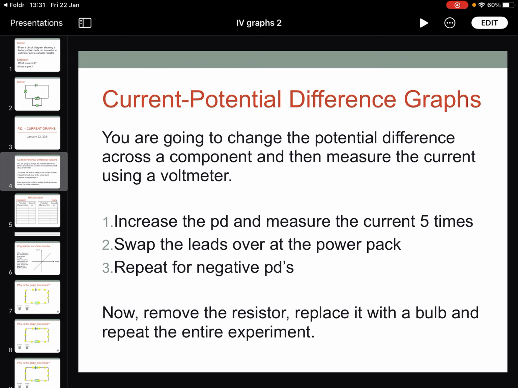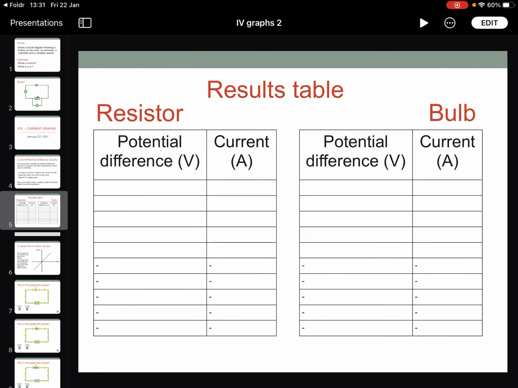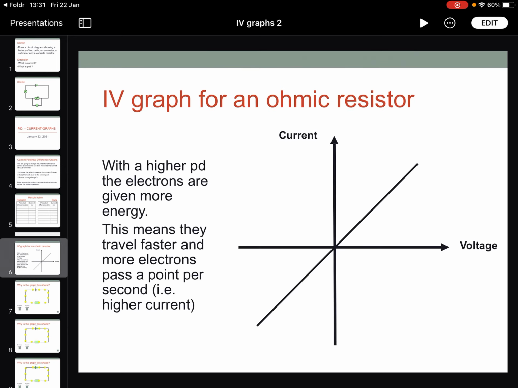So yes, you would have changed the current and voltage and measured them, swapped them around to get negative values and carried on. Now I'm hoping that one of your graphs looks like this. This is a graph for what we call an ohmic resistor, which is basically a normal resistor. Ohmic means that it follows Ohm's law. It means that current and voltage are proportional. You learn more about that if you do A-level physics.